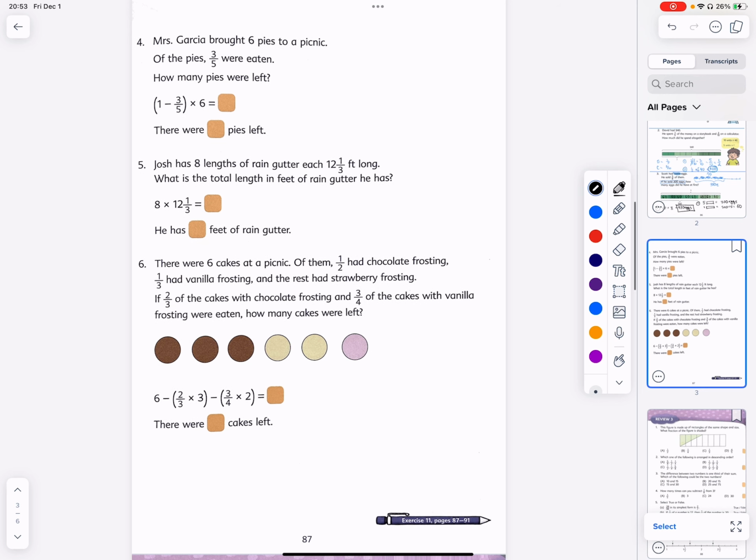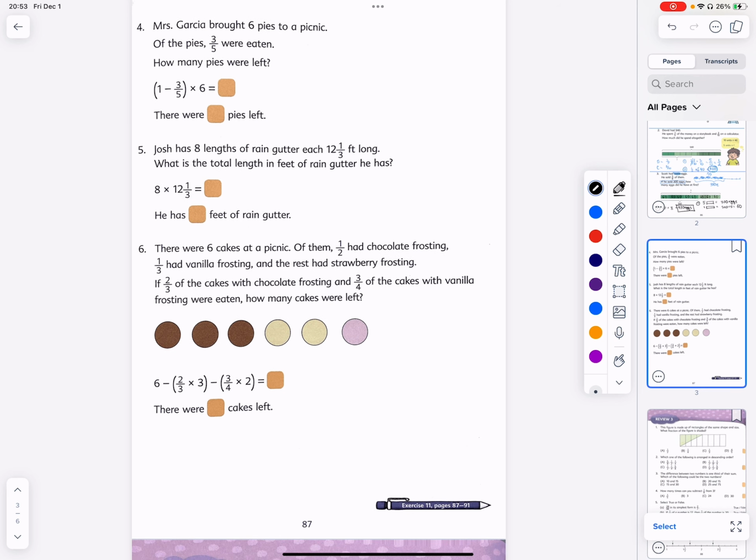Let's jump to the following page. We keep solving these word problems. Mrs. Garcia bought 6 pies for a picnic. Of the pies, 3/5 were eaten. So I'm not going to draw circles for my pies. I'm just going to draw a bar. Make it all the same. And that bar is 6 pies, right? Altogether, she bought 6 pies.